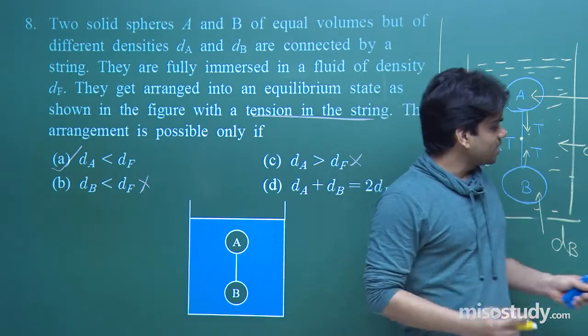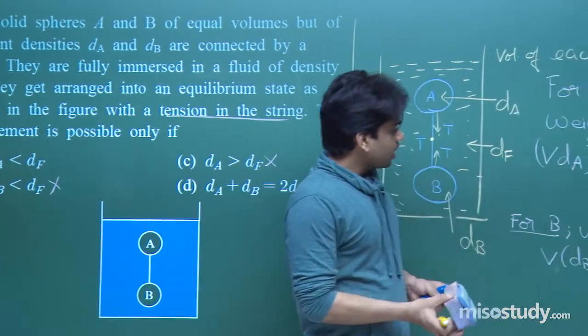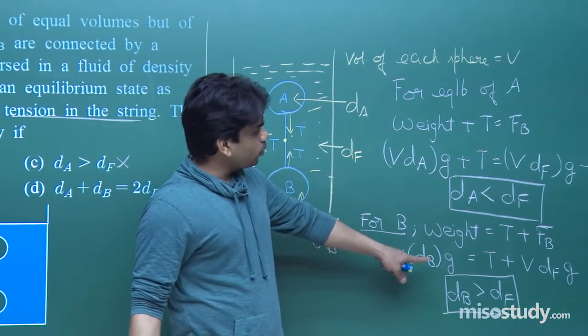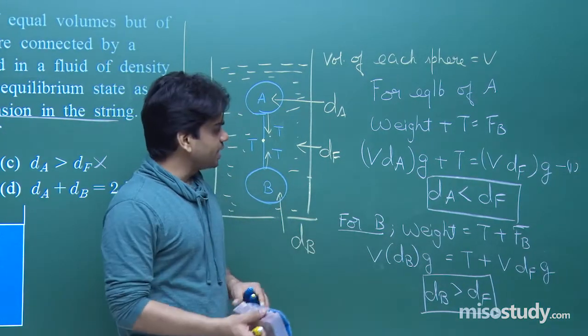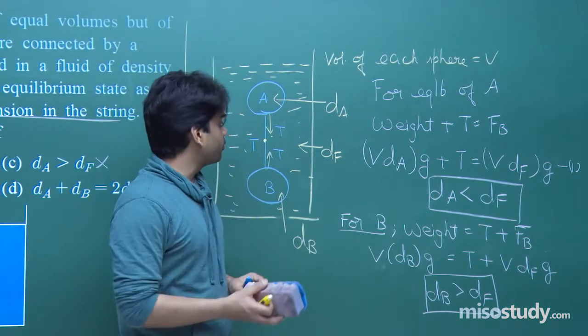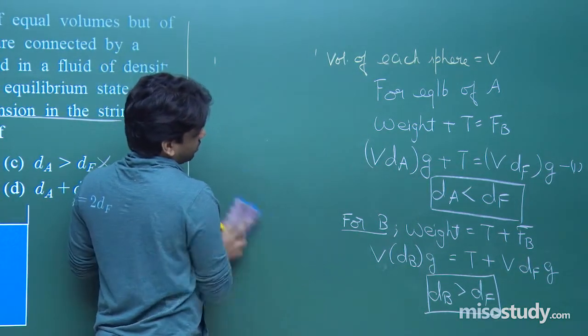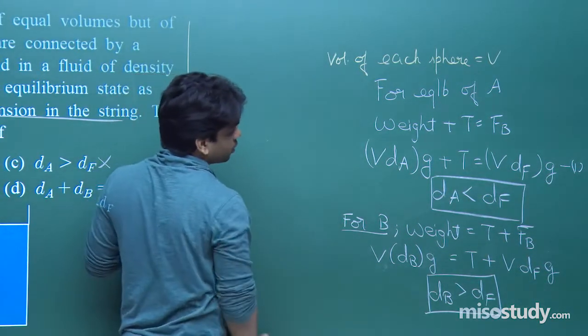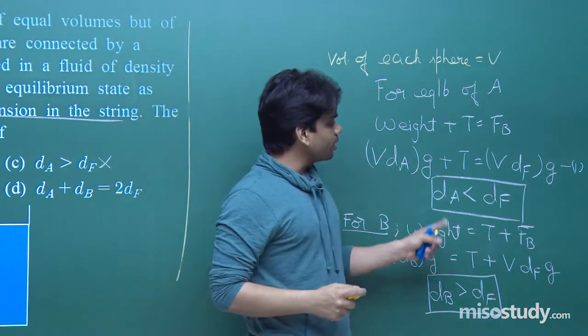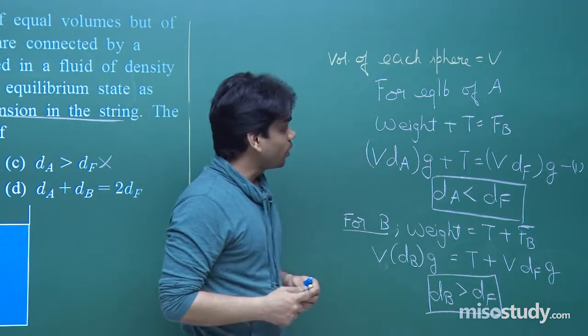How to comment on this? Let me make some conversions and remove the tension so that we can compare dA, dB and dF all together. Let me rub this part and move on to the next part. Now see here, from equations 1 and 2, how can we remove the value of tension?